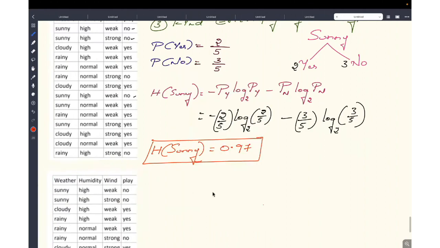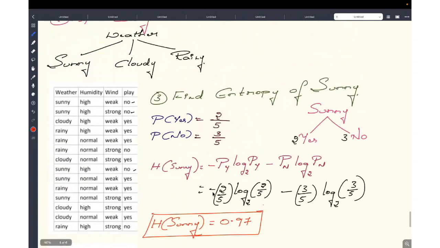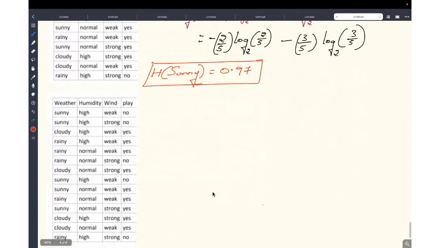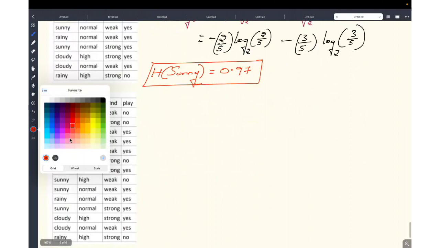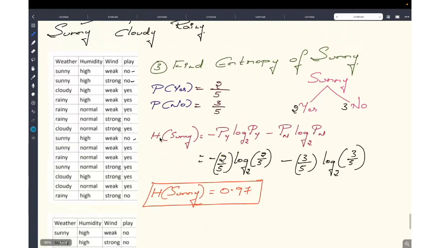Same way, do it for cloudy, rainy, and then information gain. I'll show only for one column. One column itself will take time. You people can try for the remaining columns if you want. Otherwise, understanding this one column step is enough.